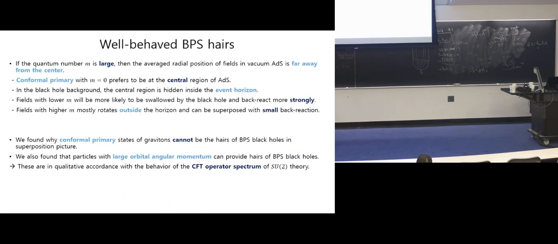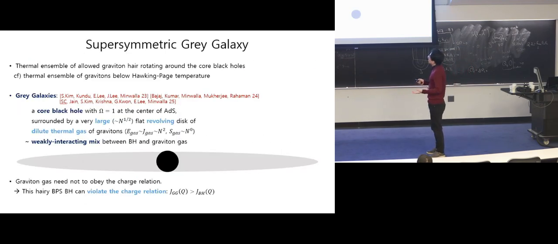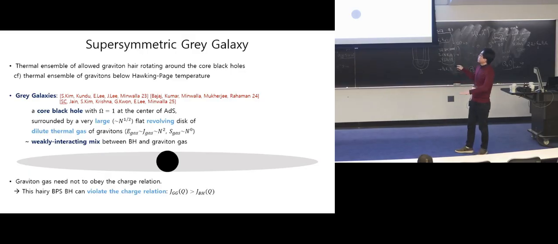So we found this solution, and this is one particular solution of supergravity, at least in the probe limit. I'm interested in the thermodynamic problem, so I want to consider the thermal ensemble of this graviton hair rotating around the core black holes. This is not very strange to consider because below the Hawking-Page temperature, we know that the dominant phase is nothing but the thermal ensemble of gravitons, right? And now I want to consider the thermal ensemble of graviton hair rotating around our core Gutowski-Reall black holes.